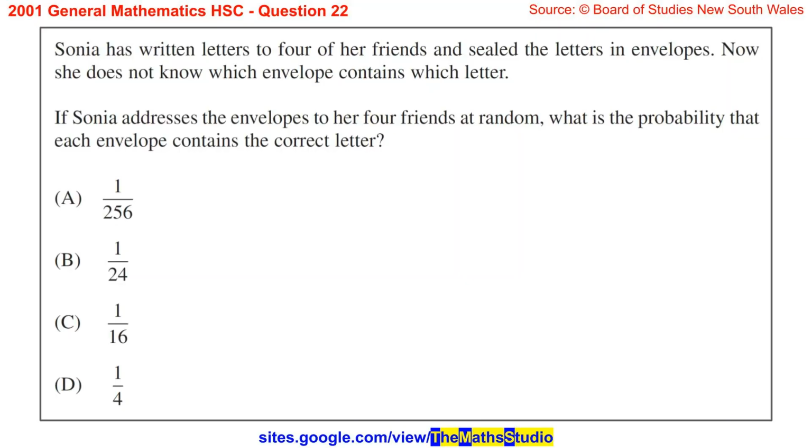Question 22. Sonia has written letters to 4 of her friends and sealed the letters in envelopes. Now she does not know which envelope contains which letter. If Sonia addresses the envelopes to her 4 friends at random, what is the probability that each envelope contains the correct letter?